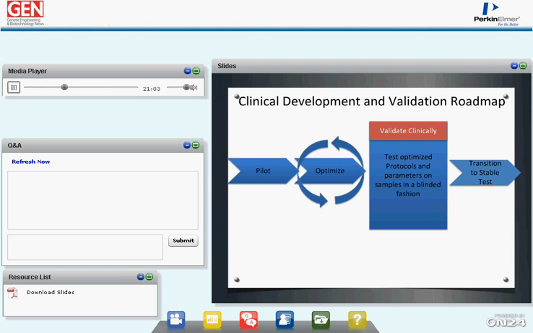After that, we move into the validation phase, which is taking those SOPs and taking those protocols that we've developed and just asking the question in a blinded fashion, how well does our test work in terms of assay sensitivity and specificity? And after that, we can transition it into a stable test.